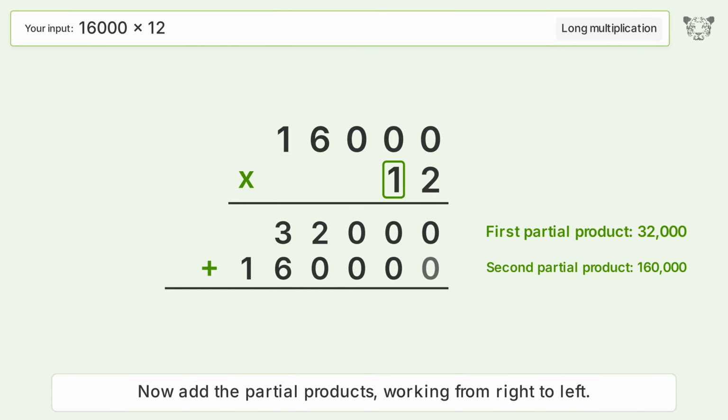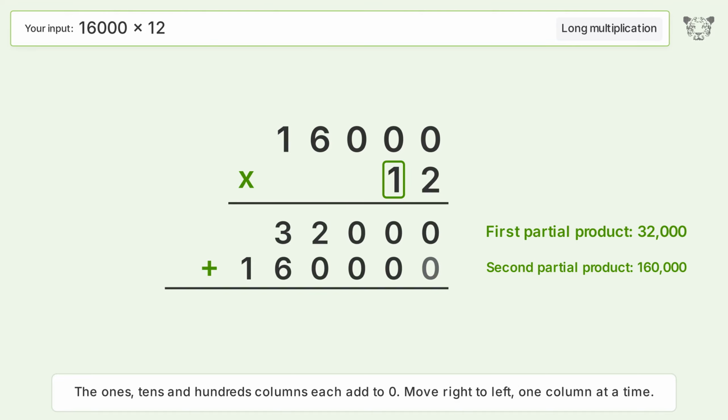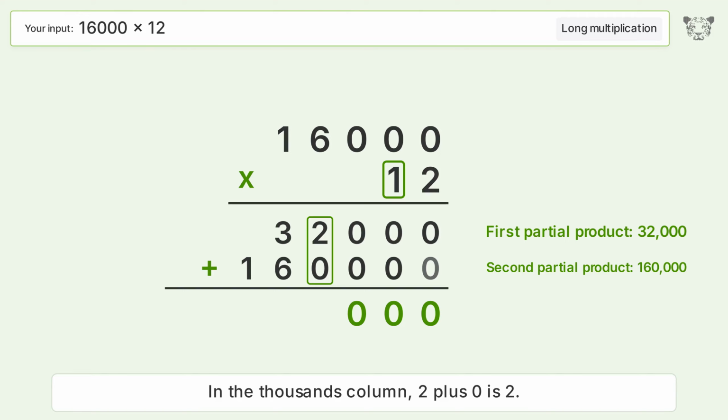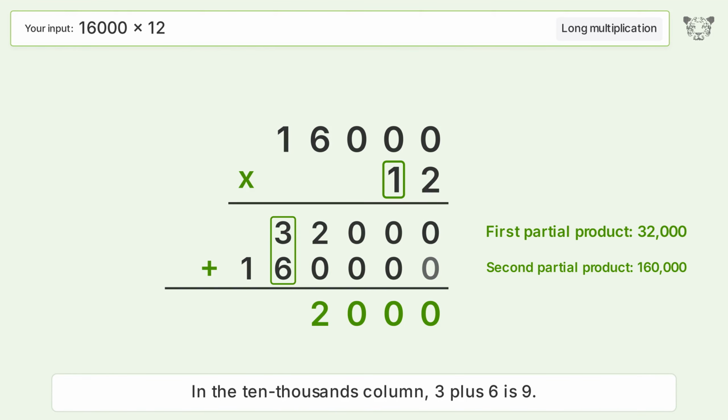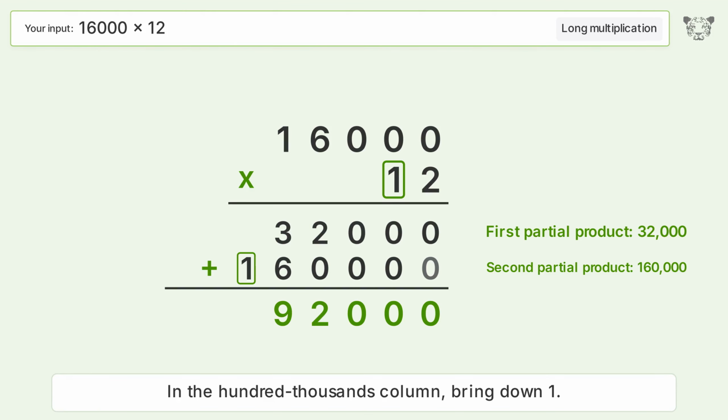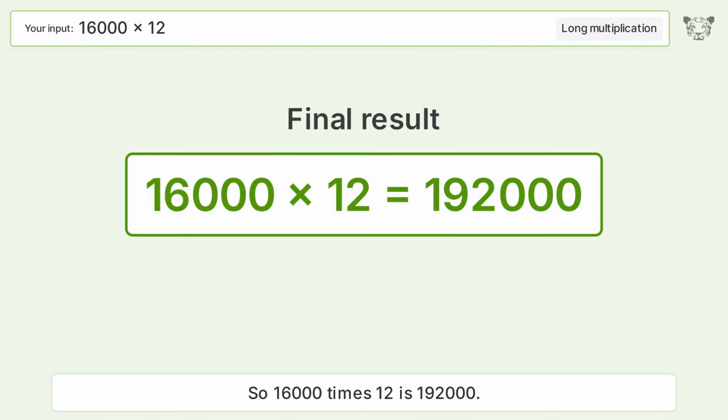Now add the partial products, working from right to left. The ones, tens and hundreds columns each add to 0. Move right to left, 1 column at a time. In the thousands column, 2 plus 0 is 2. In the ten thousands column, 3 plus 6 is 9. In the hundred thousands column, bring down 1. The whole product is 192,000. So 16,000 times 12 is 192,000.